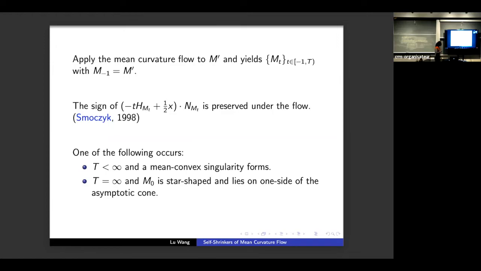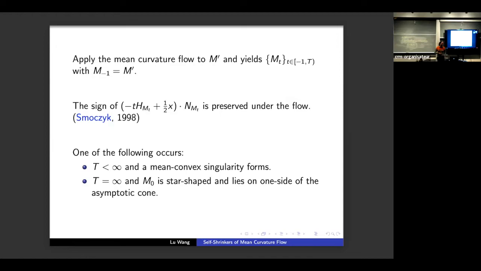So when this happens, if I substitute t equal to zero in that quantity in the observation of the shrinker, then the mean curvature term disappears because t equals zero. What you are left with is this x dot normal term. But what does that mean on a hypersurface? The position vector inner product with the normal has a sign. It means that it's a bounded domain which is star-shaped, which means that it is actually a radial graph over part of the sphere, right? So in particular, in two dimensions, it means that M_0 has to be a disk in the topological sense, right?